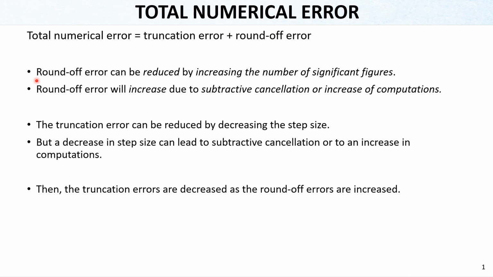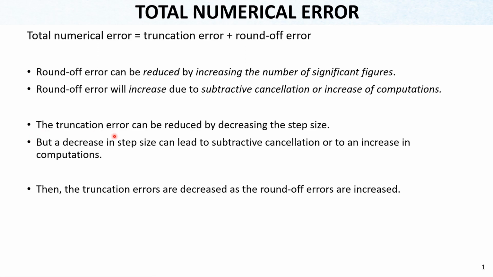For the round-off errors, you know that we have this because of chopping or omitting some numbers. This can be reduced by increasing the number of significant figures that we show the numbers. Also, the round-off error will increase due to subtractive cancellation or an increase of computations, because when we increase the computations with some omitted numbers, there will be a cumulative round-off error issue.